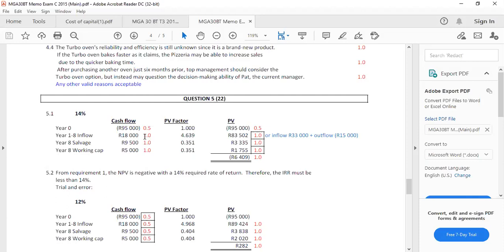So it was like this. Our inflow didn't change, so we just have to take the PV factor for 8 years, because it was the same thing for 8 years. I'm using the solution, whatever we used the other day, the PV factor there.